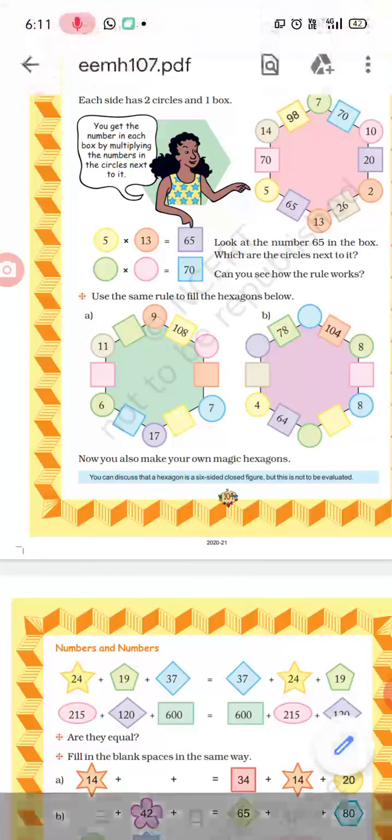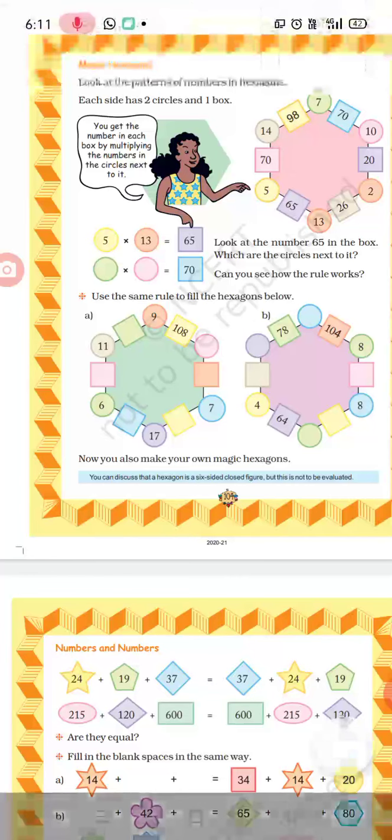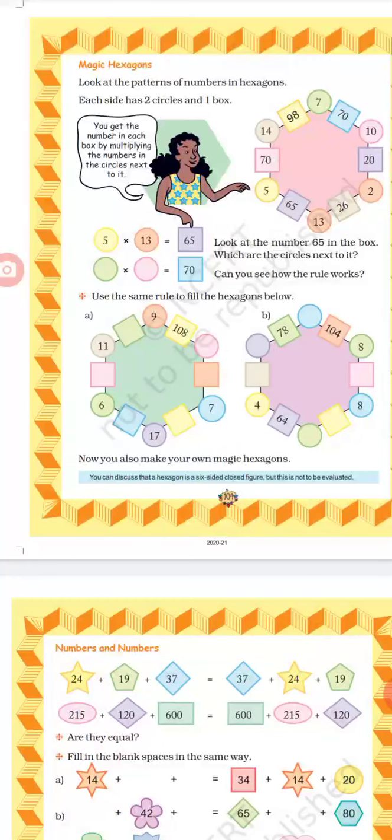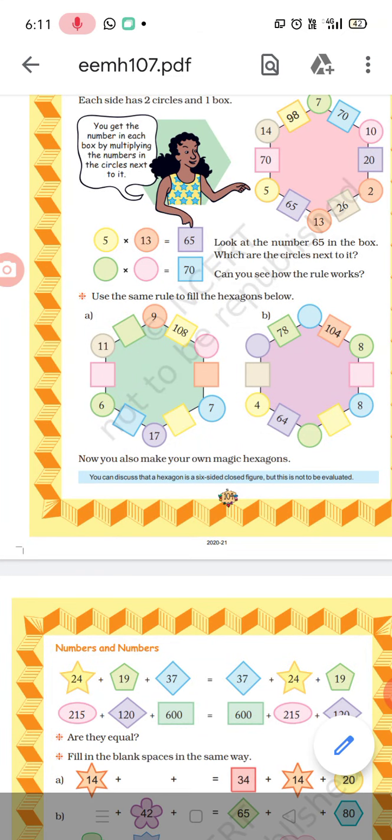Then in the pink box on the left hand side we are going to write 66, as 11 sixes are 66. So you are going to follow the same rule, and B1 you are going to do on your own. I hope you will be able to do it, students, after explaining it.